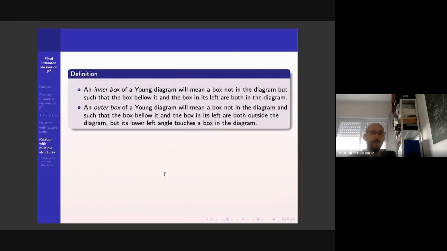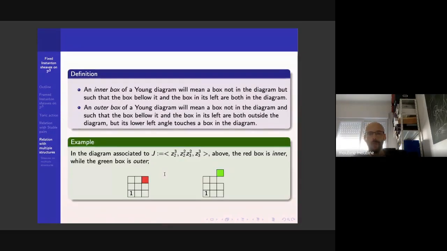I will define inner boxes and outer boxes. An inner box is a box that is not in the diagram, such that the box below it and the box to its left are in the diagram. And an outer box is one for which the box on the left and below it are not in the diagram, but it touches the left angle box in the diagram. So in this example here, the red box is an inner box, and the outer box is given by this green one.